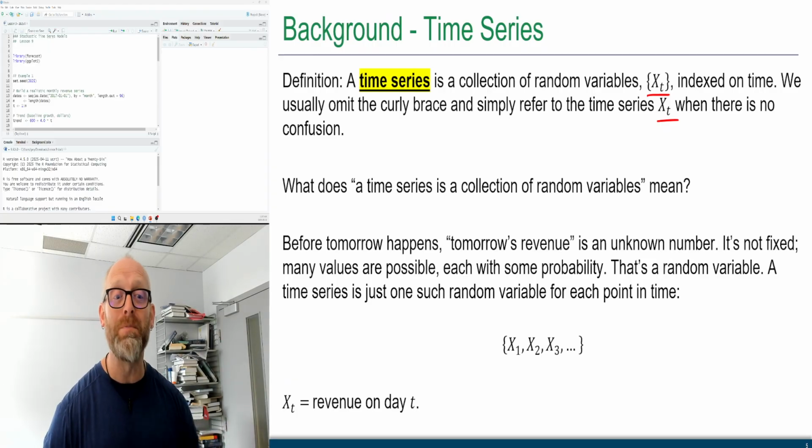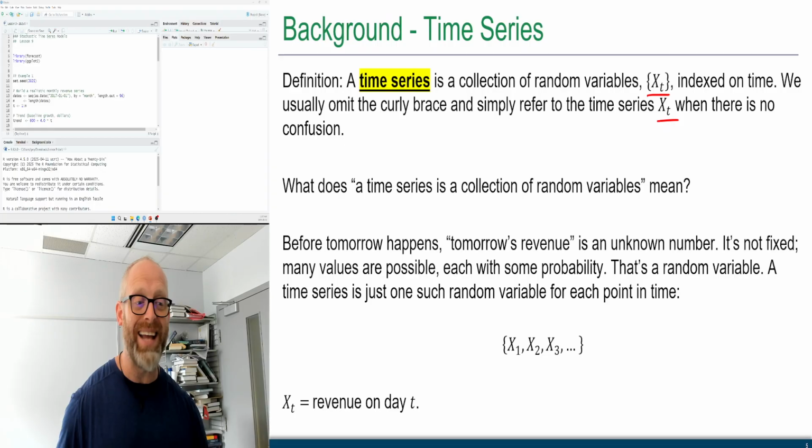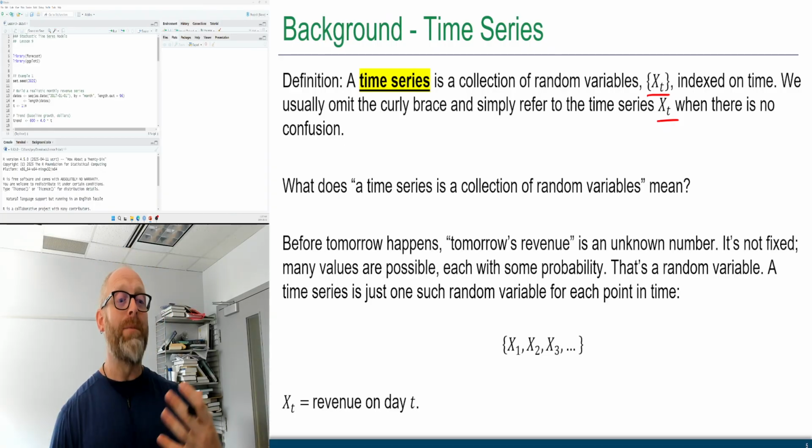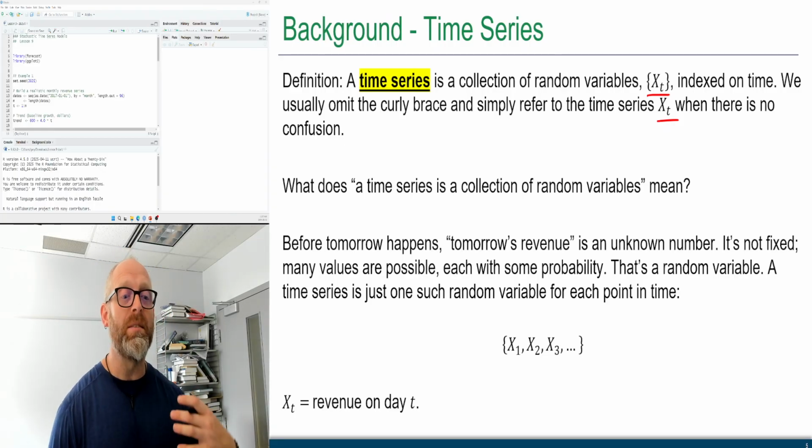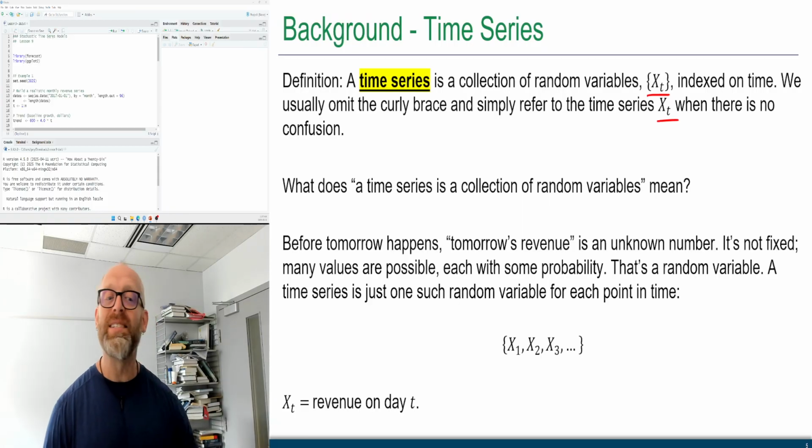And it's going to take one tomorrow. We just don't know which one it's going to take. So that's a random variable. A time series is just one such random variable at each point in time, again, indexed at time t. So if I'm talking about revenue, x sub t is just the revenue on day t.